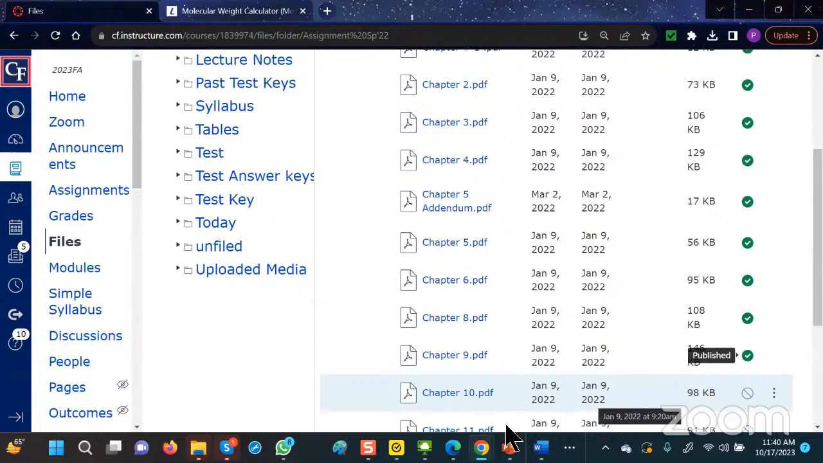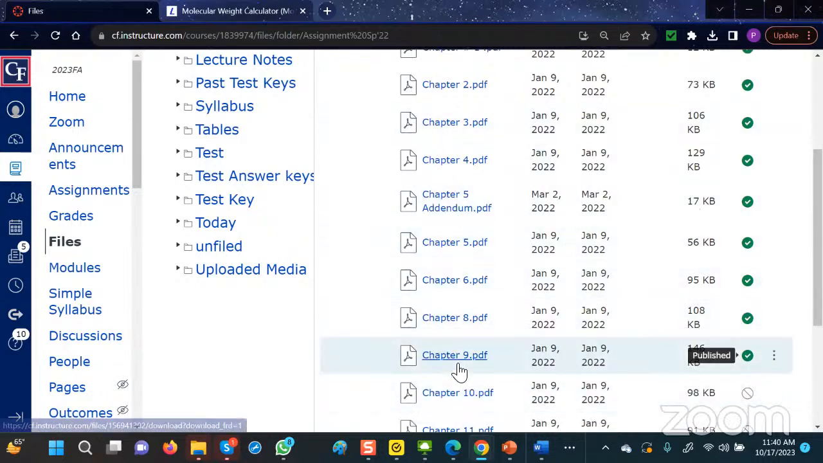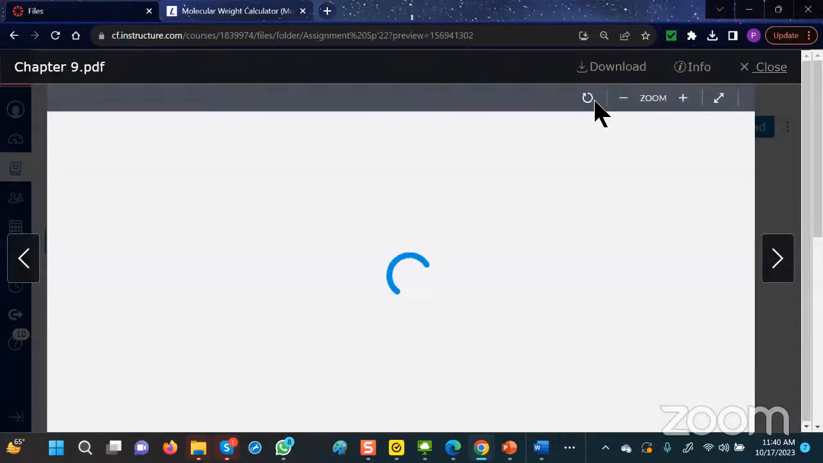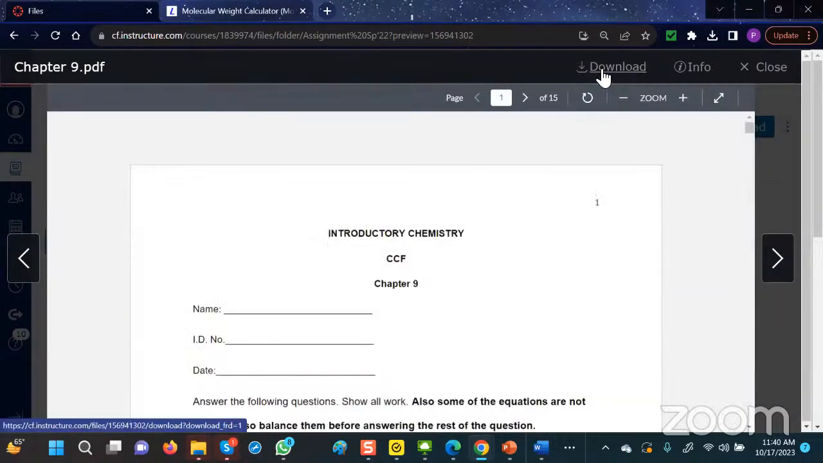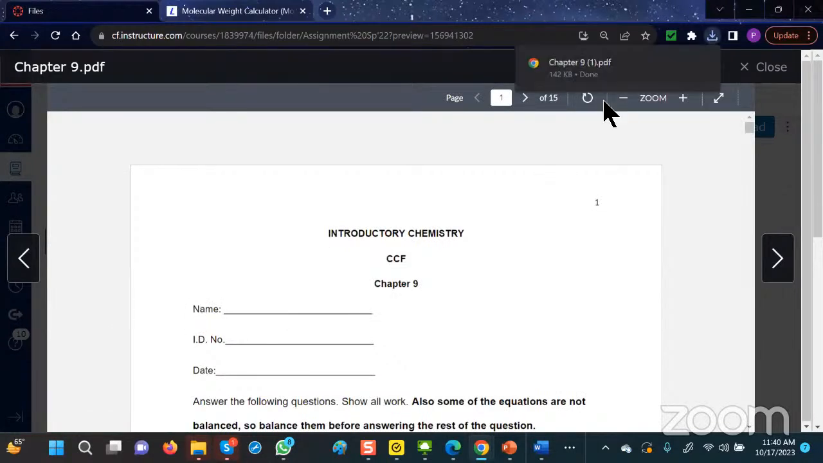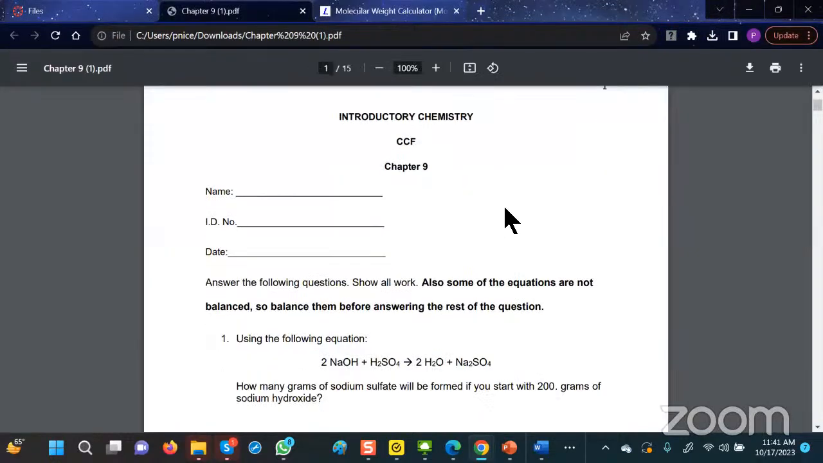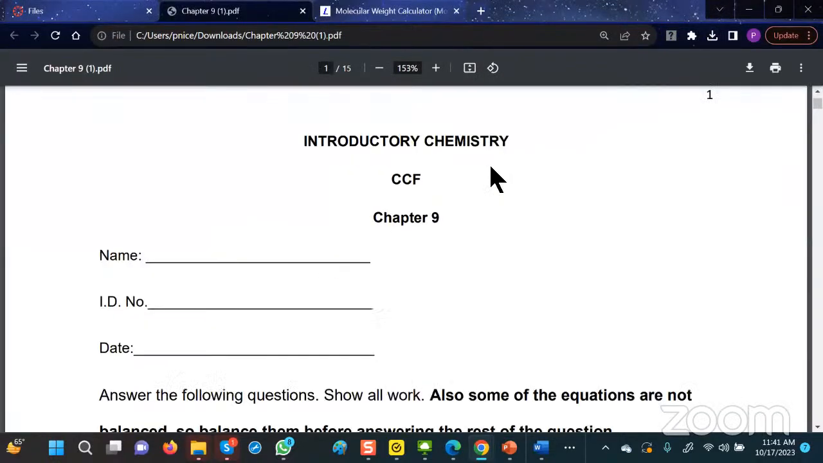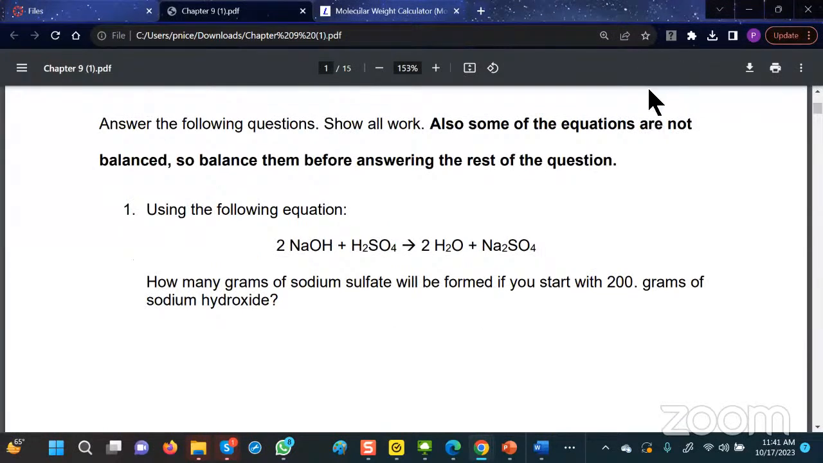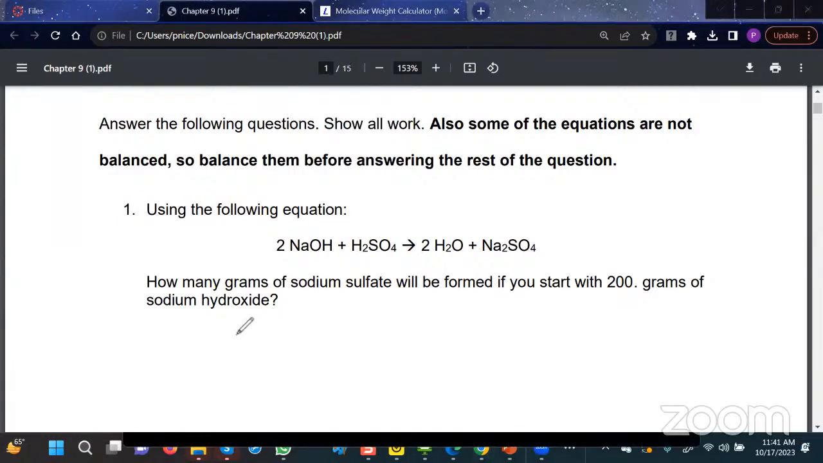In fact, tell you what, I'm feeling generous. So let's do question number 1 together. Let me download it here. Okay, so this is question number 1, all right? Let me turn on my pen function here. Okay, so this is question number 1. They gave you the equation, and if you check the equation, you see it's balanced, right?